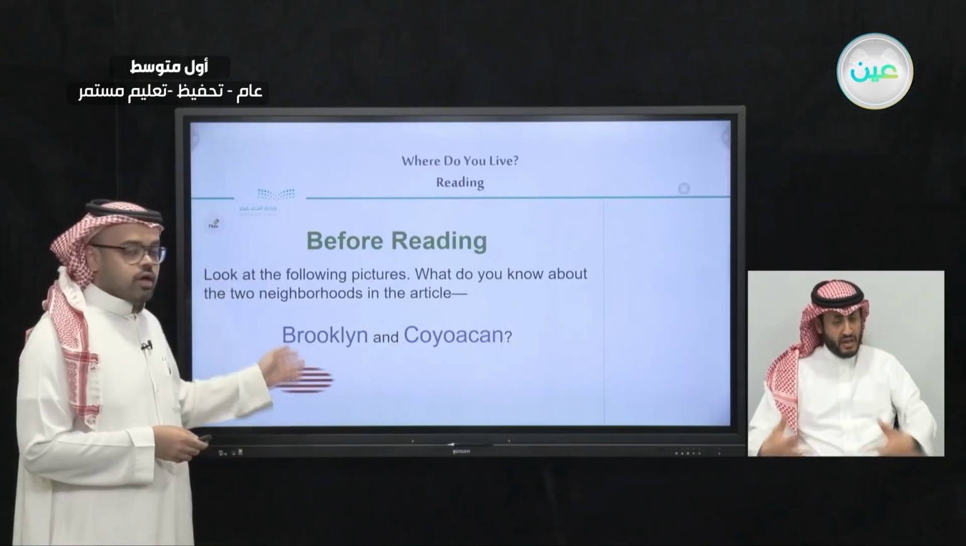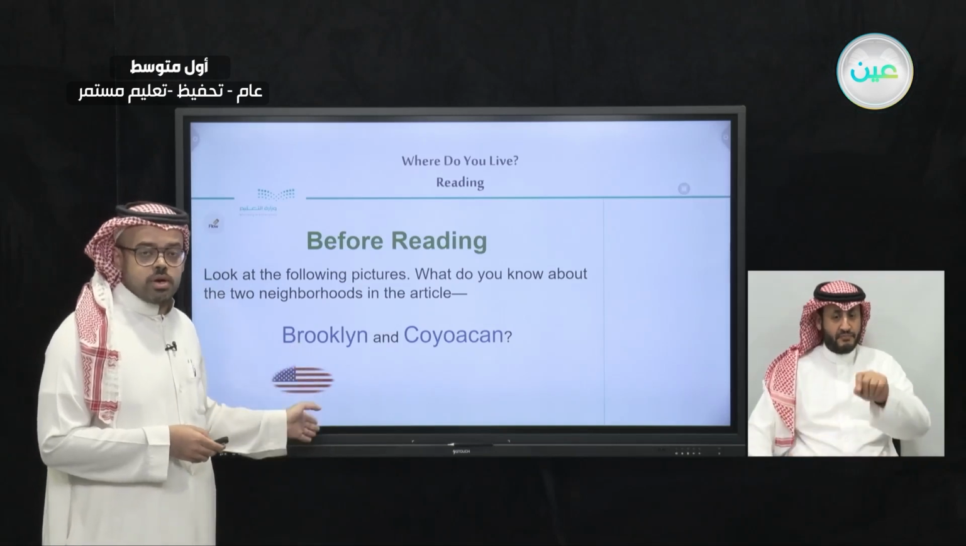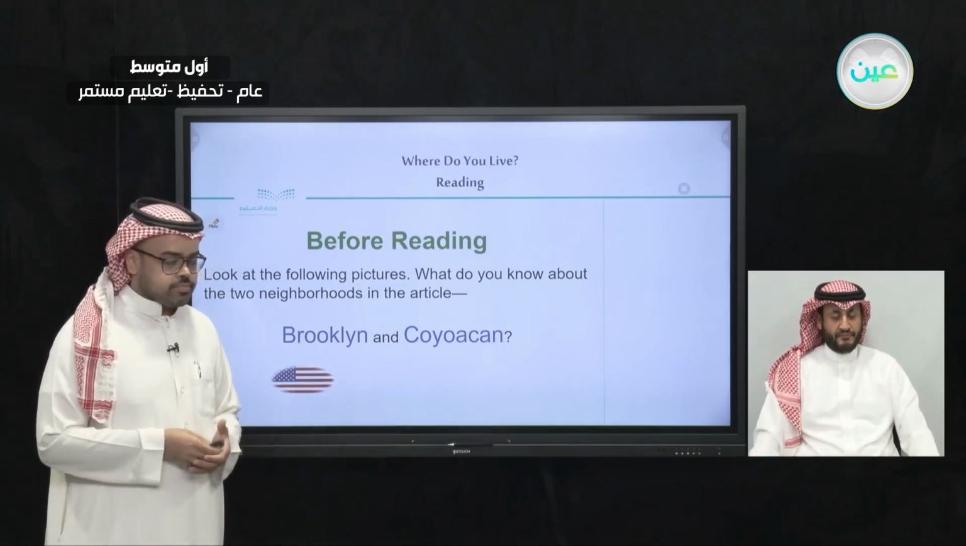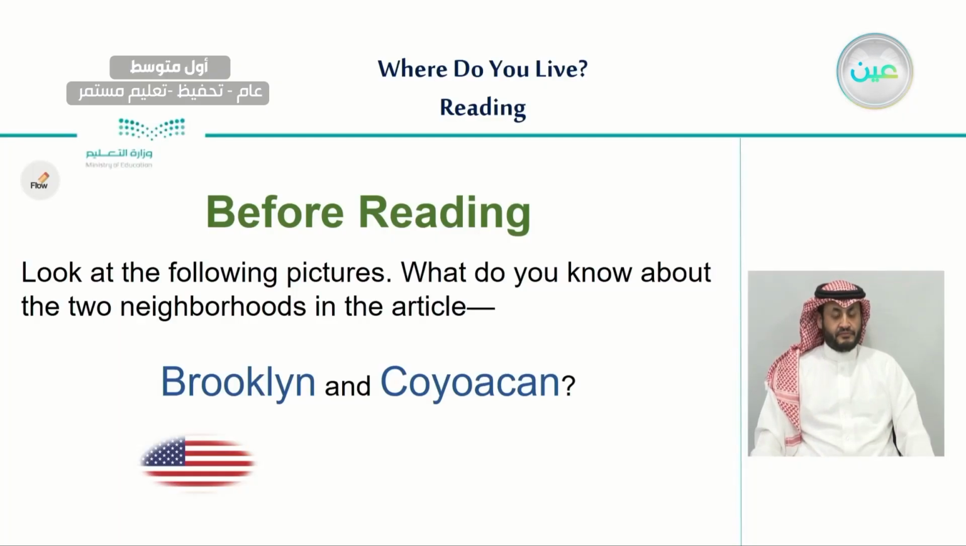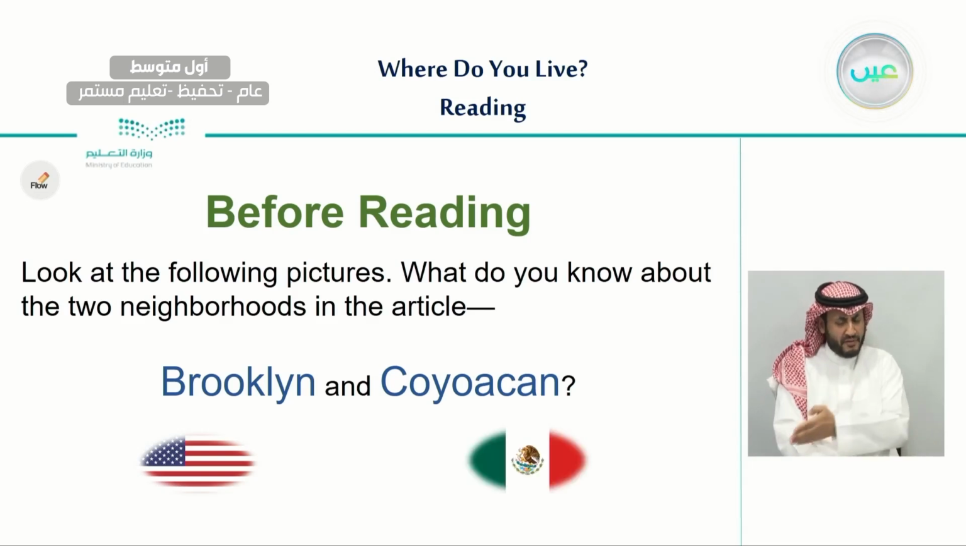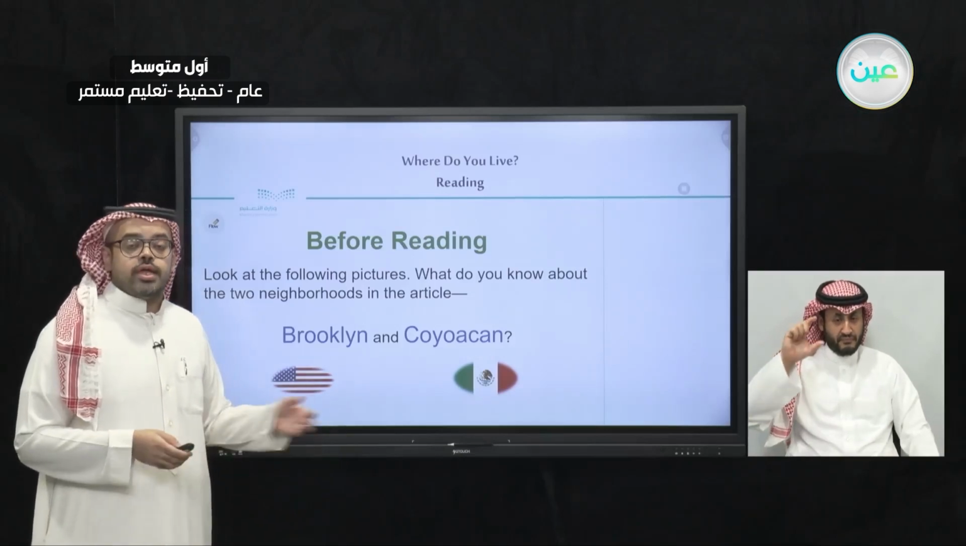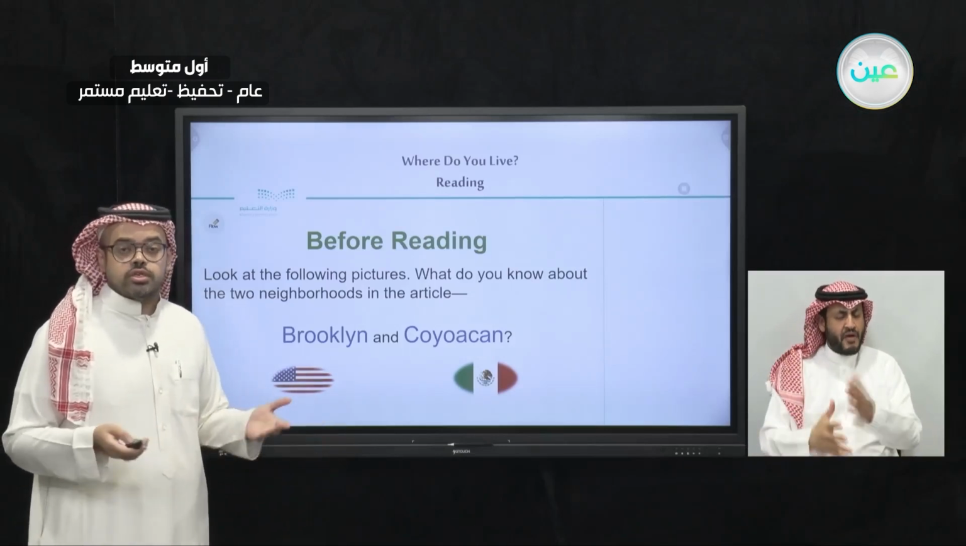Brooklyn neighborhood is in the United States of America. Now we have another neighborhood, which we will read about shortly, which is Coyoacán. Where do you think it is? Let me help you here. It is in Mexico. So these two neighborhoods are very famous neighborhoods around the world. Now we are going to read an article about them.